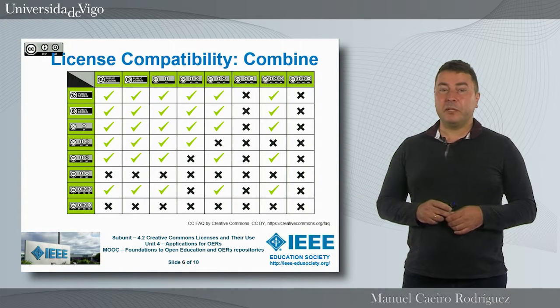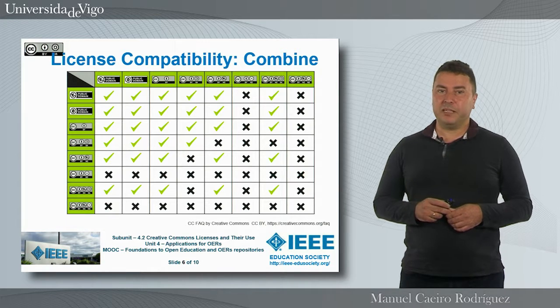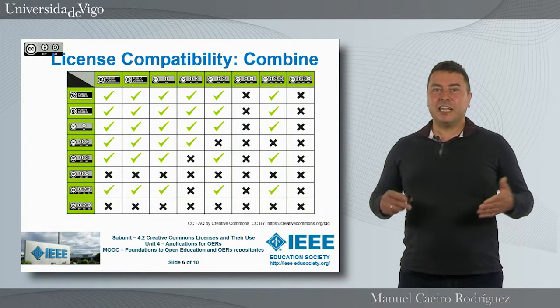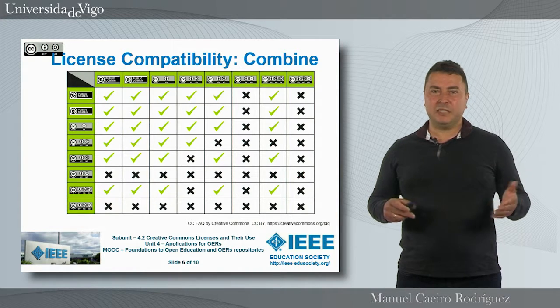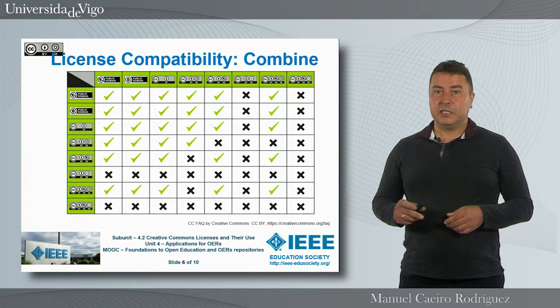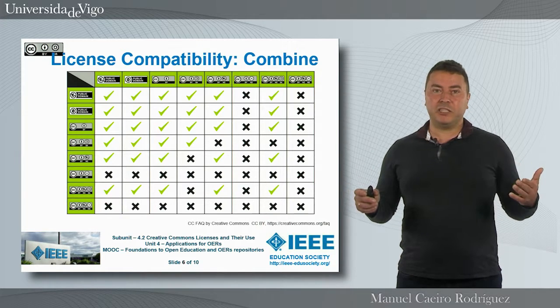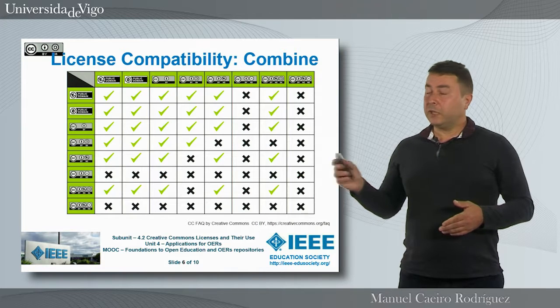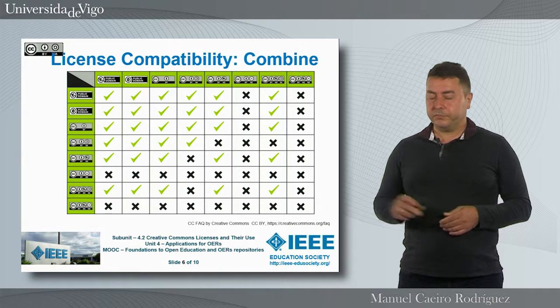There are similar limitations when two works with different licenses are combined. It seems natural to assume that a resource with a Creative Commons license could be mixed with another resource with a different license. Nevertheless, this is not the case. It's not possible to mix a resource with a BY non-commercial with a BY share-alike. As you can see in the table, there are many combinations not allowed.